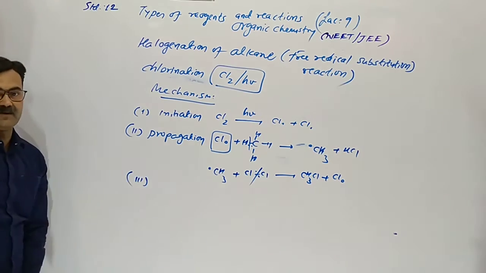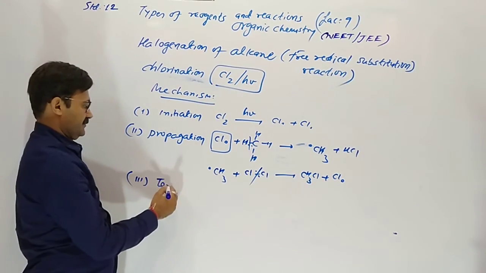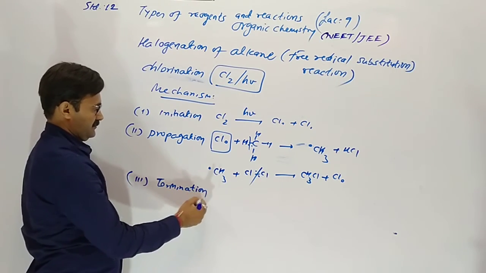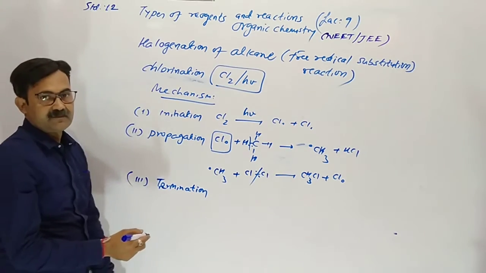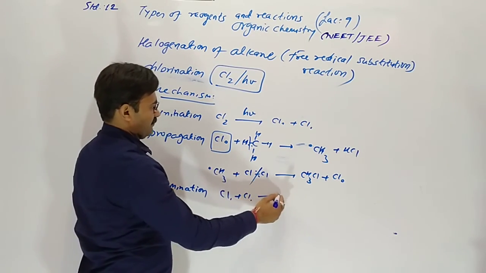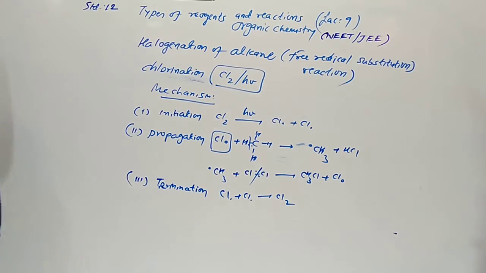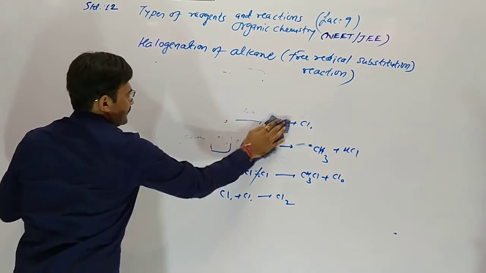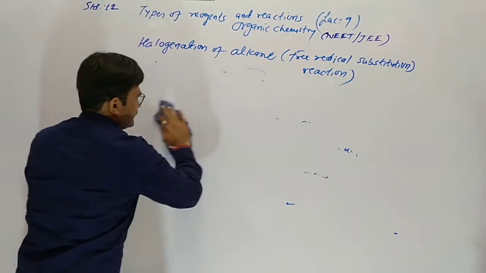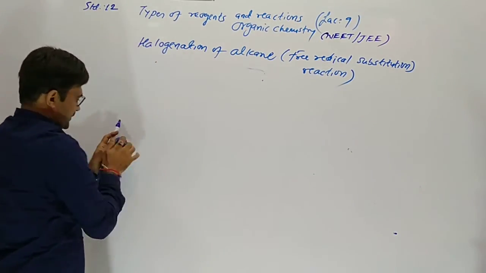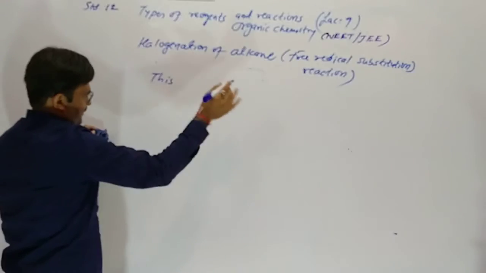Then the third step is termination. At termination, chlorine with chlorine combines and gives Cl2. Now the last point of the day: this chlorination reaction is a chain reaction that we can control.